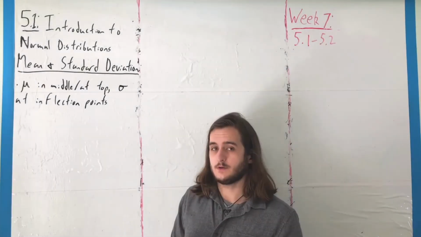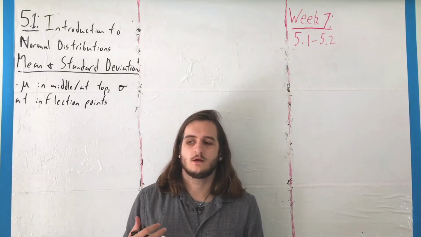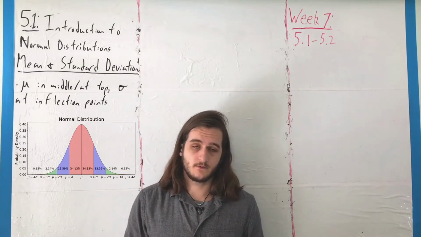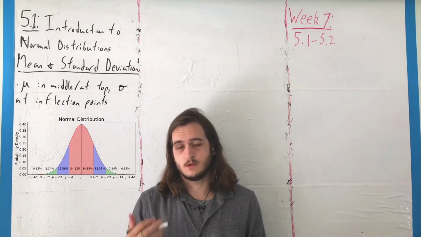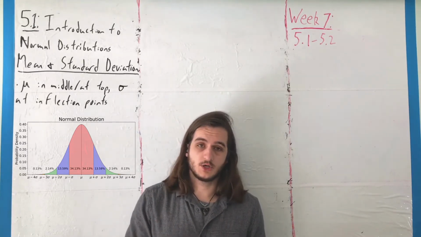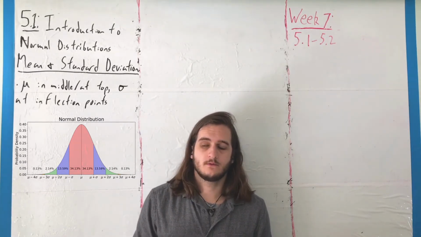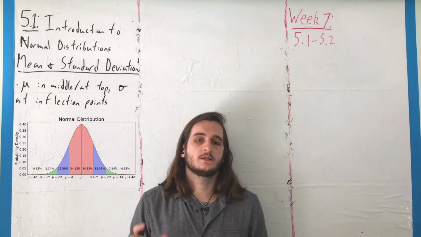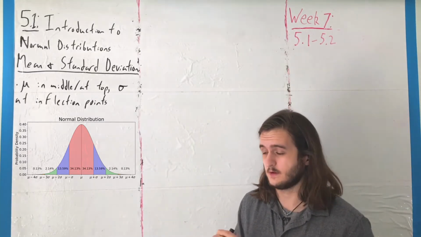So for our values of the mean, mu, and standard deviation, sigma, in terms of a graph for this distribution, in terms of a bell curve, we always have that the mean mu occurs in the middle, at the top of the distribution, and then along that curve we see one standard deviation below and one standard deviation above occurring at the inflection points of the curve.